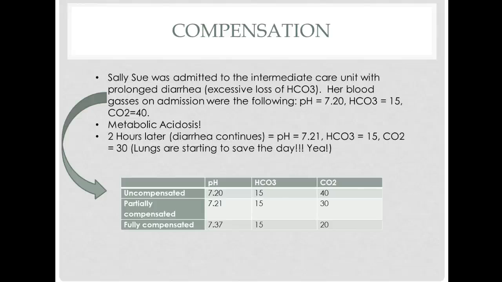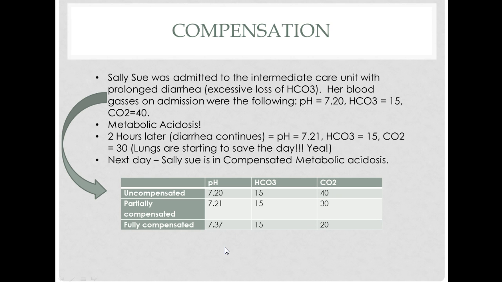Two hours later, diarrhea is still continuing. Her pH is 7.21. Okay, it's getting a little closer to normal, but it's still in the acidotic state. Her bicarb is still 15 because she still has that diarrhea, right? And then her CO2 is 30. What she's doing is she's slowing down her respiration and breathing slower to hang on to the CO2. She's not breathing it out. Her body's hanging on to it. So her lungs are starting to save the day.